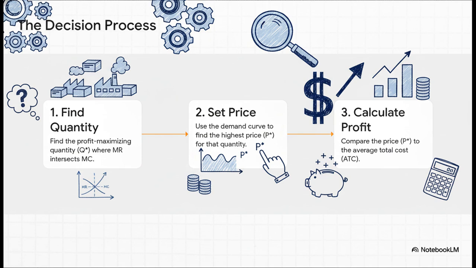You don't get to set the price first. No. You have to first figure out the optimal quantity to produce, and that's based on your internal costs and revenues. Only after you've done that can you then go to the market and figure out the highest possible price your customers are willing to pay for that specific amount of product. Then, the final step is just a reality check. Is this whole strategy actually making us any money? So let's break down each of these steps.